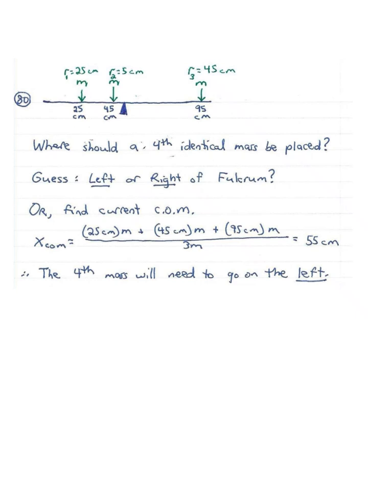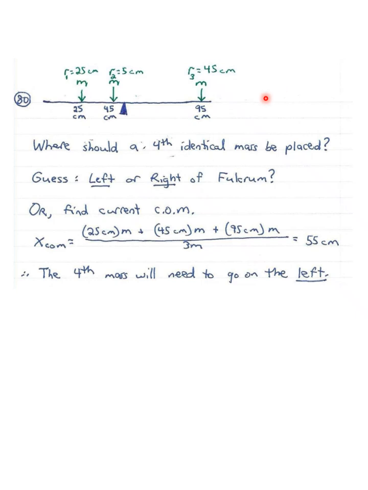Number 80. A meter stick is initially balanced on a fulcrum at its midpoint. You have 4 identical masses. 3 of them are placed atop the meter stick at the following locations: 25 centimeters, 45 centimeters, and 95 centimeters. Where should the 4th mass be placed in order to balance the meter stick? All right, very important that we draw a picture here. Let's draw it.